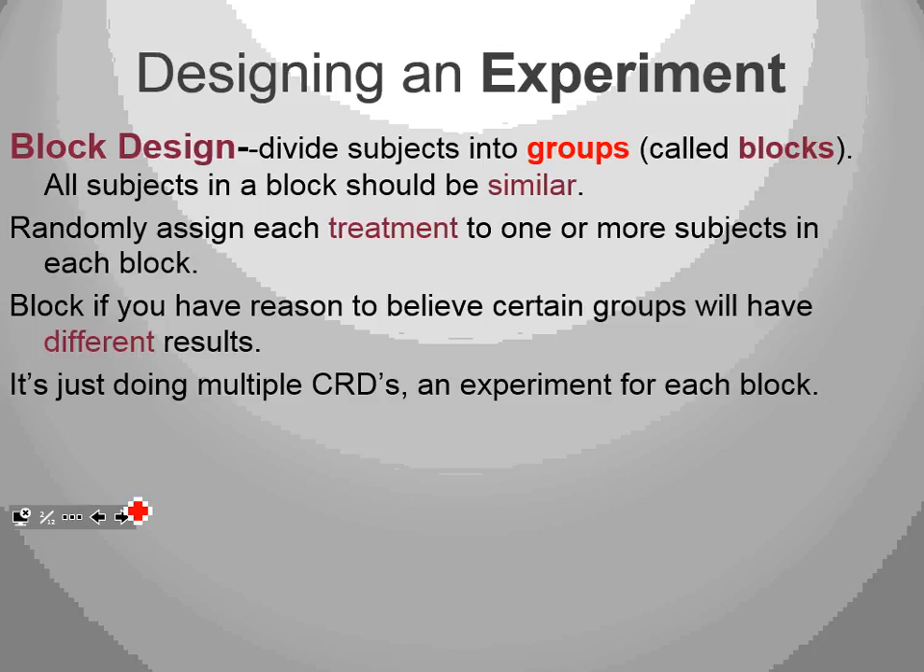Now, how do we typically divide them into groups? Well, we can divide them by age, by gender, by height, by whatever. Something that is defining, that might give us more information that would be interesting to analyze. Then from each block, we will randomly assign the treatment. This is done if we think certain blocks will get different results than other blocks. But it's just doing a completely randomized design. This is our completely randomized design for an experiment for each block.